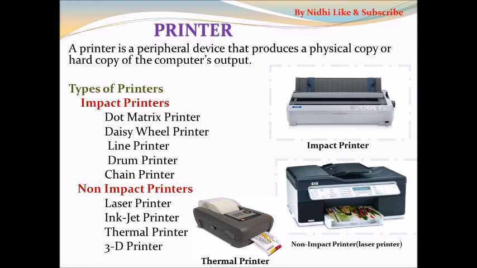Impact printers are further classified into various categories, that is dot matrix printer, daisy wheel printer, line printer, drum printer and chain printer. These daisy wheel printers have good letter formation capability but cannot produce graphics. They produce letter quality documents, and the speed of these printers varies from 60 characters per second to 120 characters per second. They are not in use anymore since they were very slow and noisy.